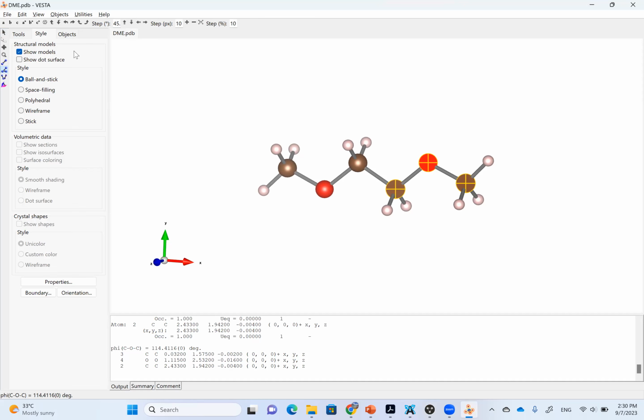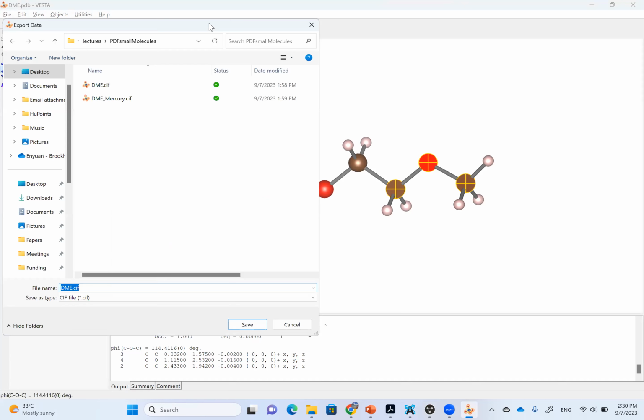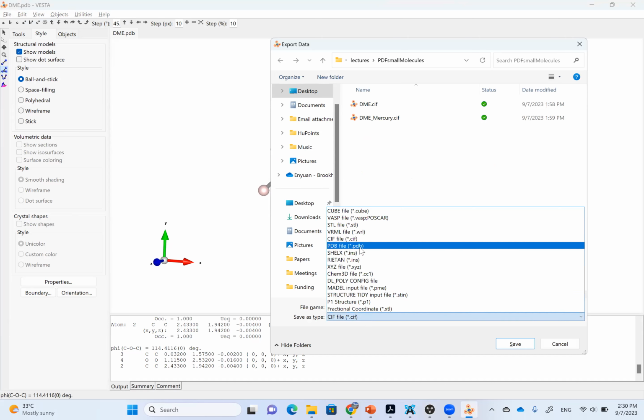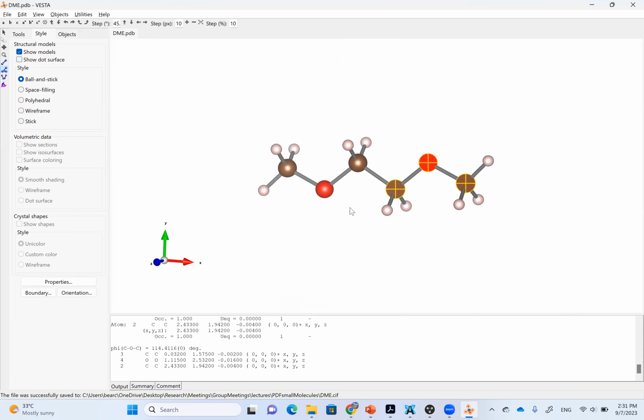Okay, so we do that simply by export data. ZIP, you see, I already chose zip files, right? So just make sure you choose the zip and you save as DME. I already saved it before, I'll just override it. Okay, and now we have the zip file.